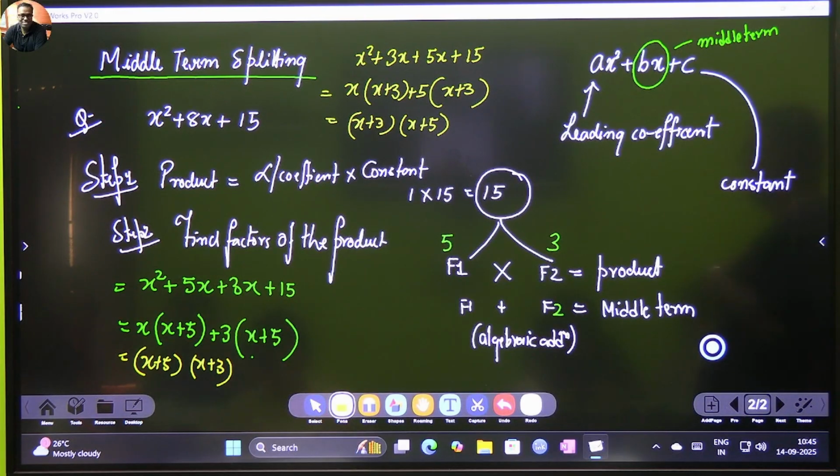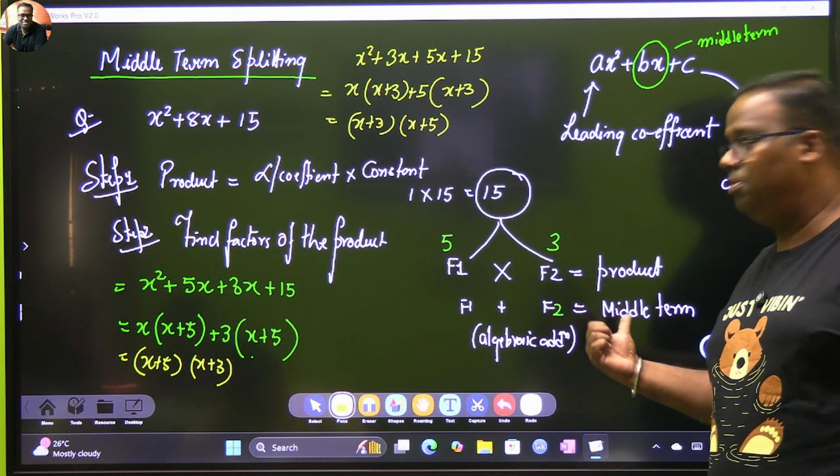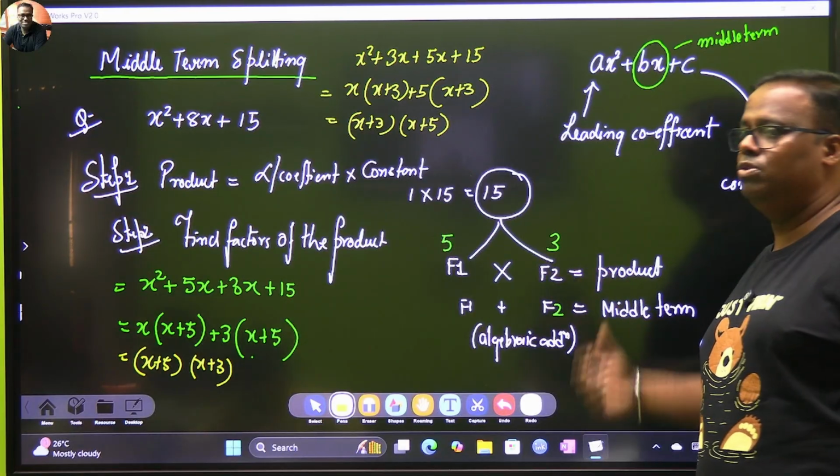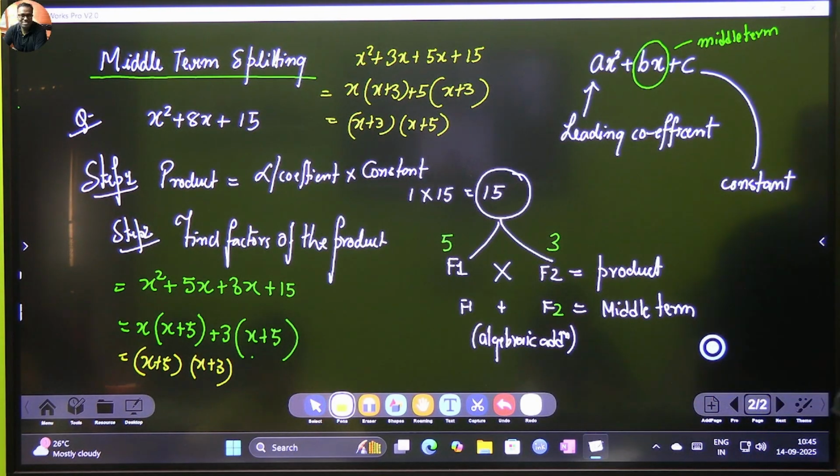Have you understood? Leading coefficient gets multiplied with constant to create a product. Product is split into two factors such that algebraic addition gives you the middle term and multiplication gives you the product. Then only this will work. Otherwise, it will not work. You need to be very, very careful. And this is one part which will make you cry. Now, let's see one more problem.